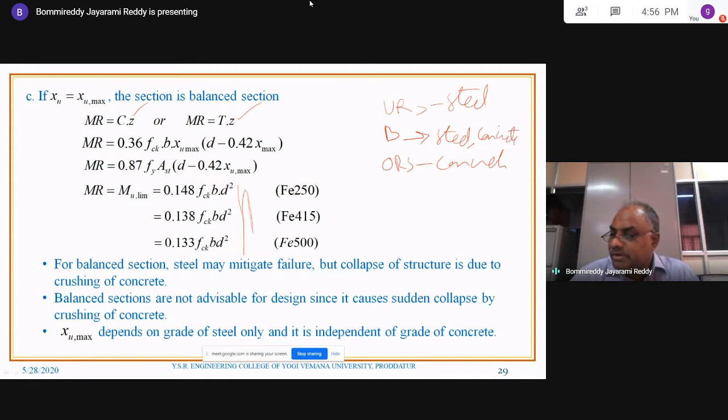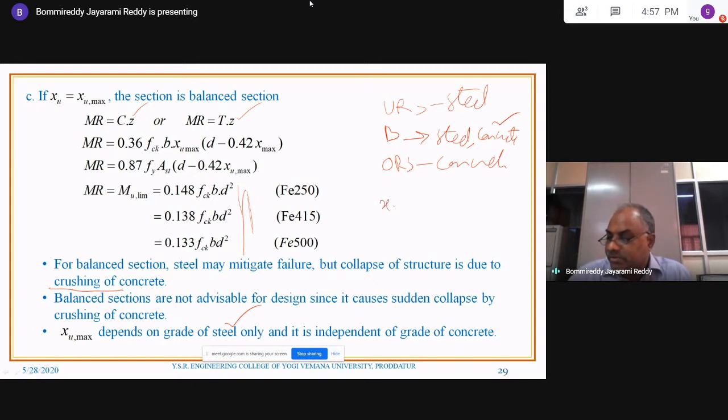But when concrete is going to fail, it is always sudden. Though the failure starts by yielding of steel, the crushing of concrete will take place, and the balanced section also fails by crushing. That's why the design of sections must be for under reinforced section only. Balanced sections are not advisable for design since they cause sudden collapse by crushing of concrete. XU maximum depends on the grade of steel only, and it is independent of the grade of concrete.